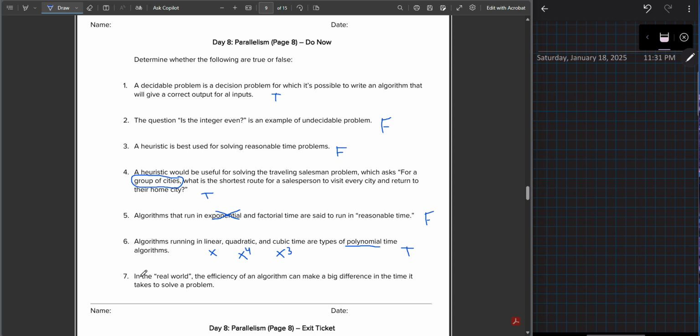And then number seven, in the real world, the efficiency of an algorithm can make a big difference in the time it takes to solve a problem. So yes, there are times where problems are too complex, and if you have a very bad efficiency in your algorithm, it'll take super long. So these are the answers for your do now. Let's go into the lab now.